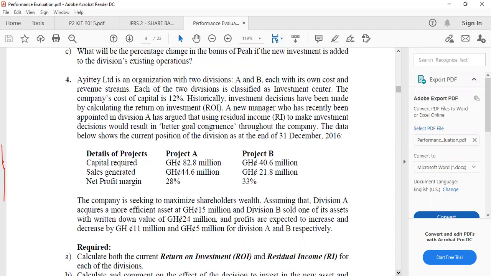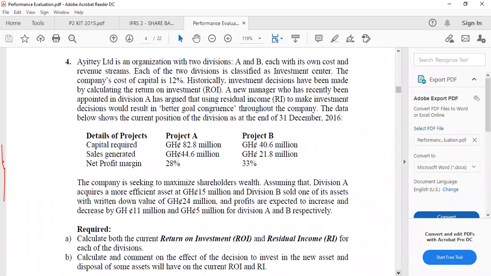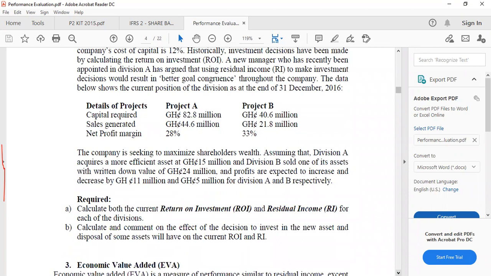The company is seeking to maximize shareholders' wealth, assuming that Division A acquires a more efficient asset at 15 million and Division B sold one of its assets with written down value of 24 million, and profits are expected to increase and decrease by 11 million and 5 million for Division A and B respectively. Required: A, calculate both the current return on investment and residual income for each of the divisions. B, calculate and comment on the effects the decisions to invest in the new assets and disposal of some assets will have on the current ROI and RI, return on investment and residual income.